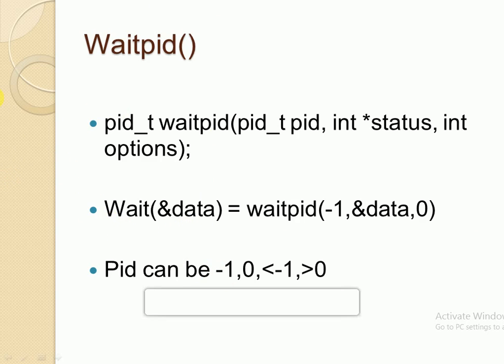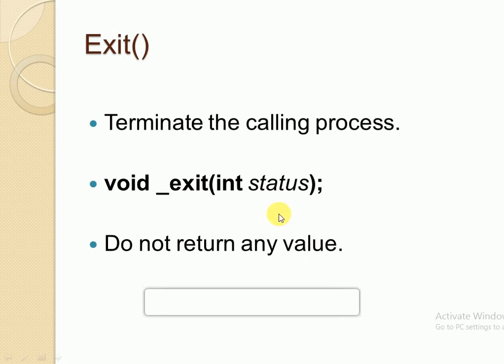The PID value can be -1, meaning wait for any child process; 0, meaning wait for any child process whose process group ID is equal to that of the calling process; less than -1, meaning wait for any child process whose process group ID is equal to the absolute value of PID; and greater than 0, meaning wait for the child whose process ID is equal to the value of the PID. Next one is the exit system call, which terminates the calling process.